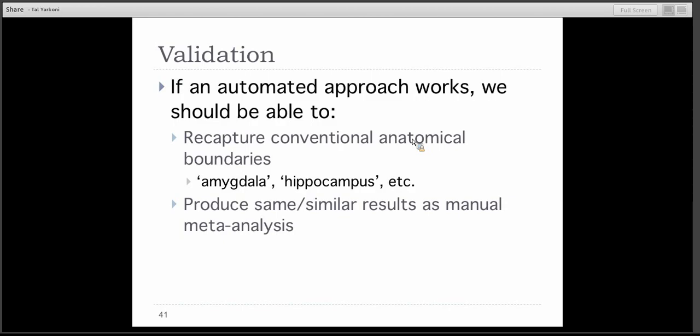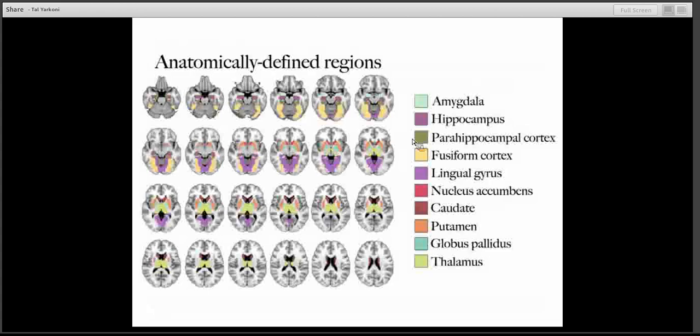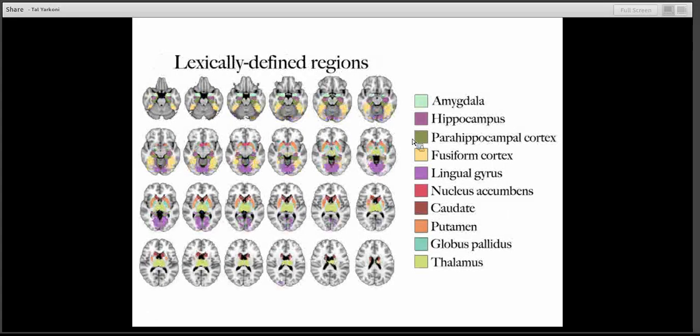So here's a comparison between anatomically defined regions. These come straight out of the Harvard-Oxford Anatomical Atlas that's shipped with FSL. And what we get using this lexical meta-analysis approach, meaning we just ask, give us all the studies that use the term amygdala at high frequency, and then meta-analyze that. You can see it's not perfect correspondence by any means, but it really is quite good.